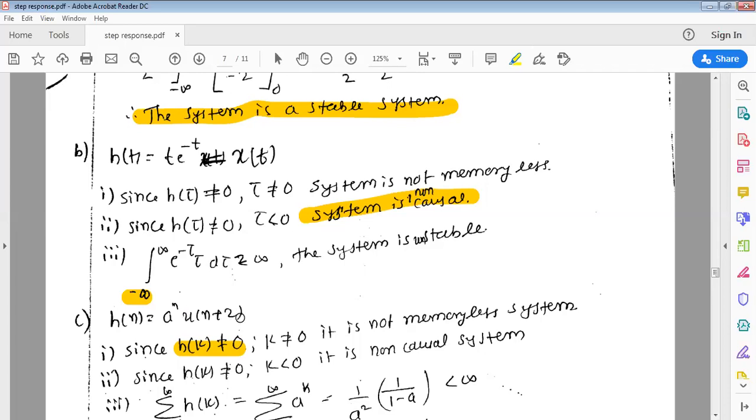So, any value k equal to 1, k equal to 2, k equal to 3, any value you are giving, you have the value. It is a finite value. It exists both sides of 0. Then it is not a memoryless system. Therefore, it is having memory.